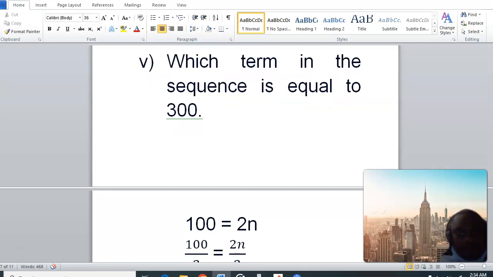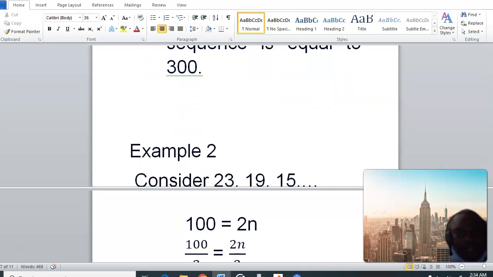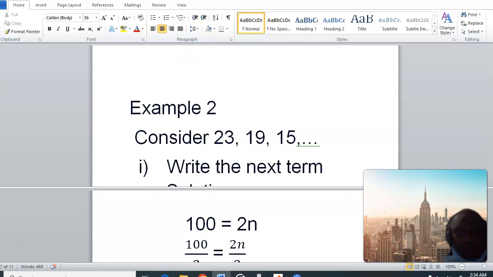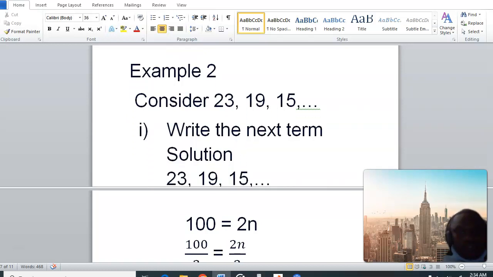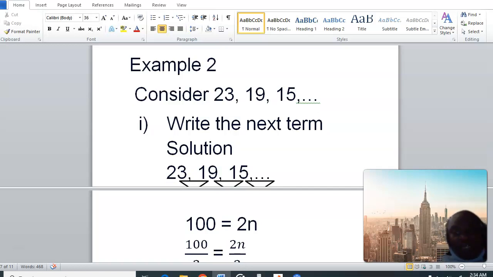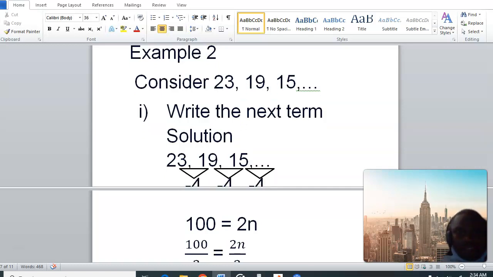Now, let's look at example 2. Example 2 is also like this. Remember I said this one we are not looking at pictures, we are looking at numbers now. So we have these numbers and the question says determine the next term.